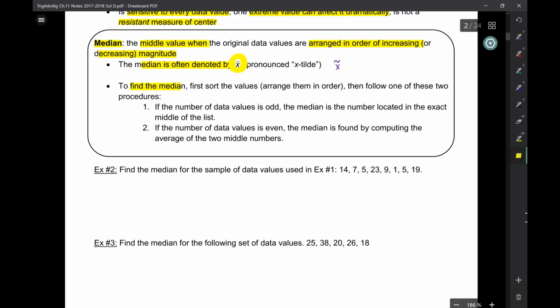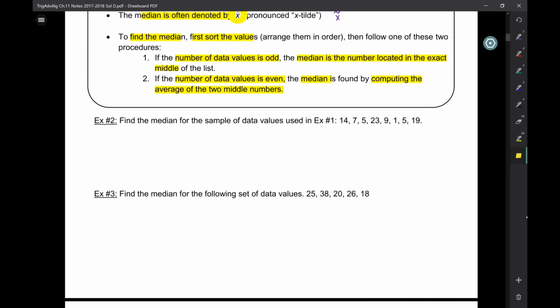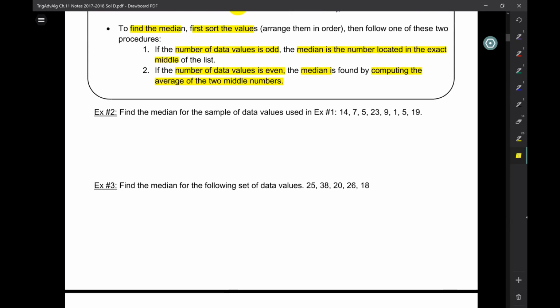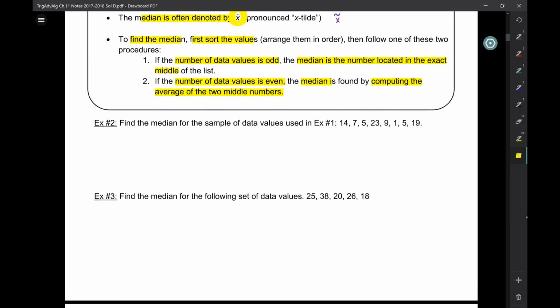So to find the median, it's important to sort the values, increasing to decreasing, because if you just find the middle, then it's just some random data point. If the number of data values is odd, the median is located in the exact middle. But as Gabby just pointed out, if the number of data values is even, then the median is found by computing the average of the two middle numbers. So you would add those two together and then divide by 2. Correct.